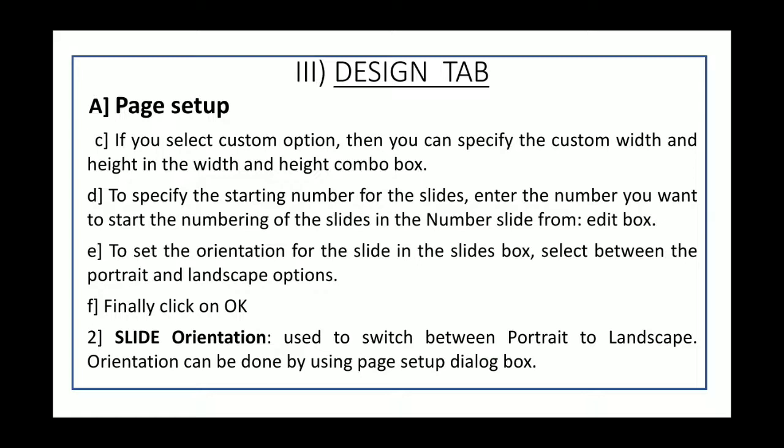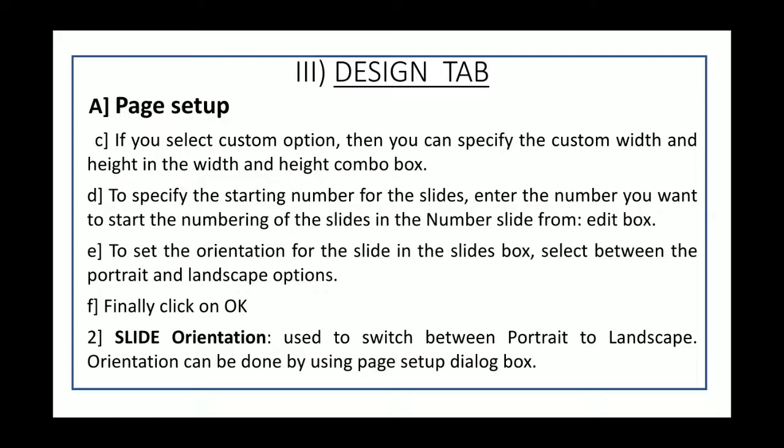To specify the starting number, you can set the starting number of the slide. Already you have created 10 slides and you want, from the 11th, to start with first, second, third, like that. You want to give numbers, you can set that through this slide number starting from option. To start the numbering of the slides, use the number slide from edit box. From the edit box you can change the slide numbers.